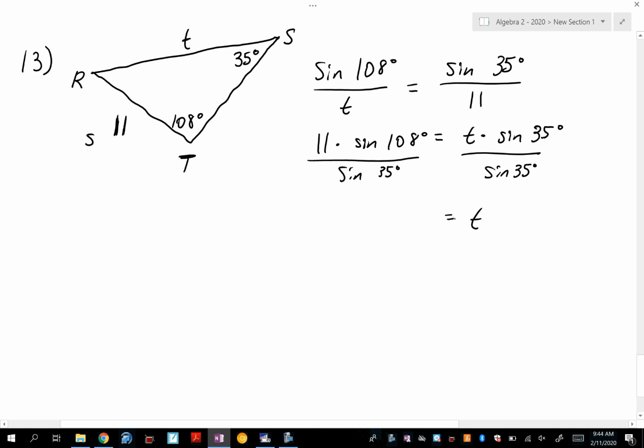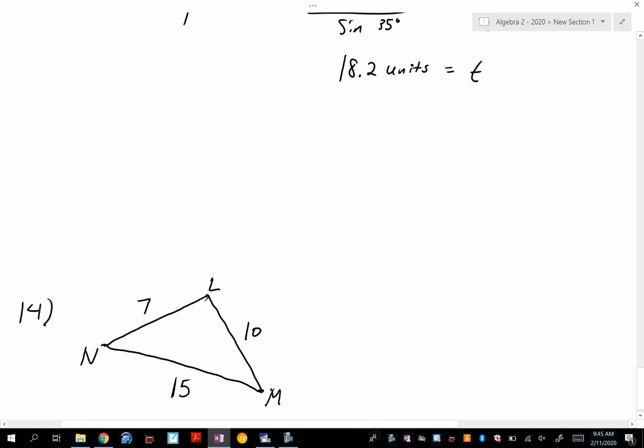In the calculator, use n over d, 11 times the sine of 108 degrees over the sine of 35 degrees. I got 18, and it says round the length to the nearest tenth. So 18.2. It doesn't give any units, so 18.2 units. So side length RS is 18.2 units. Okay, number 14.